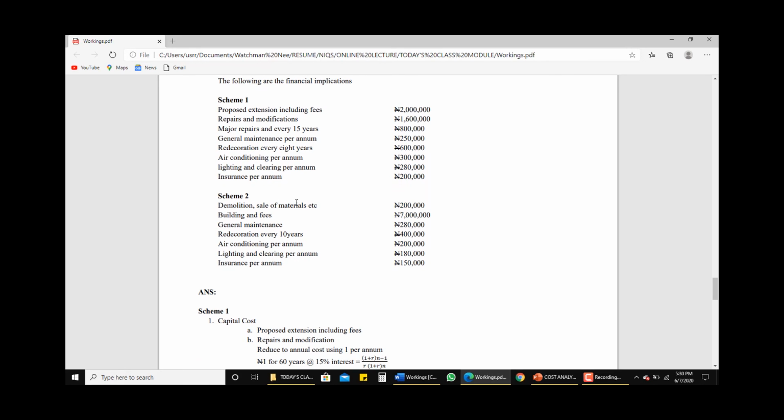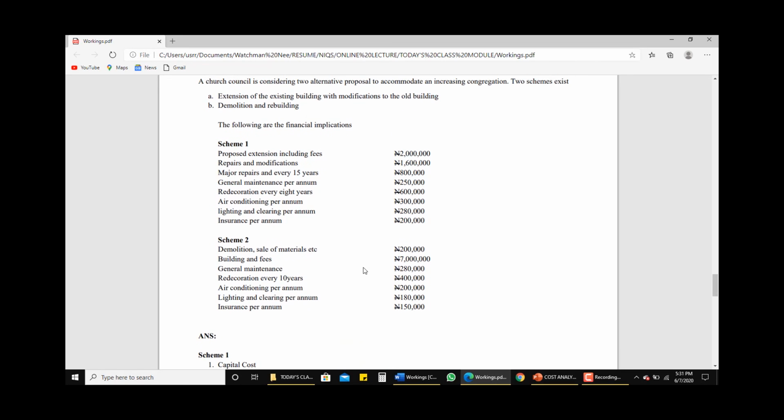Then also for scheme 2, demolition and sales of the materials after the demolition is 200,000, building and fee is 7 million naira, general maintenance 280,000 naira, redecoration every 10 years is 400,000 naira, air conditioning per annum is 200,000 naira, lighting and cleaning per annum is 280,000 naira, insurance per annum is 150,000 naira.